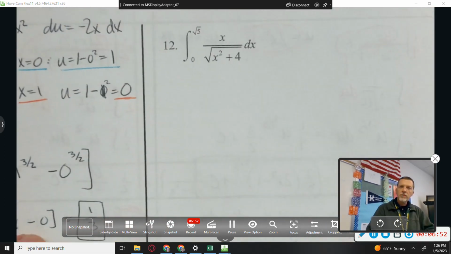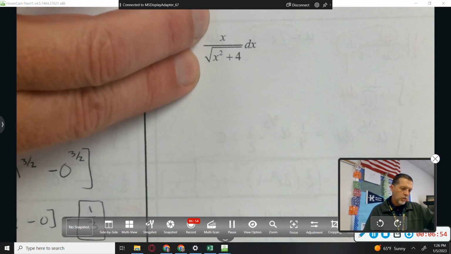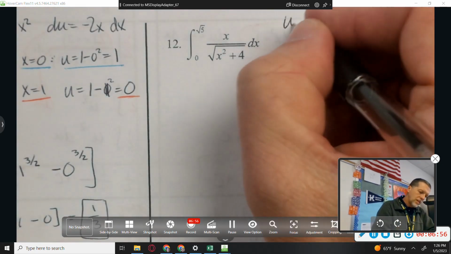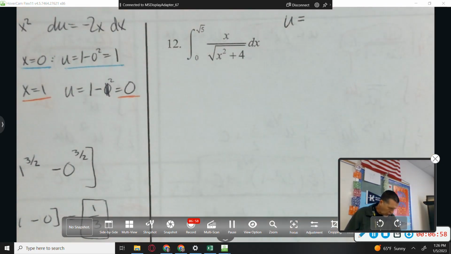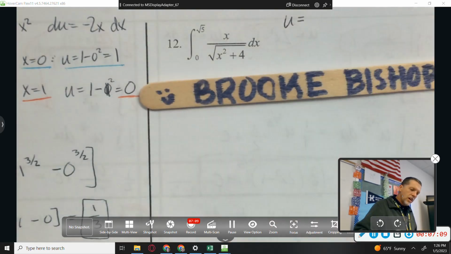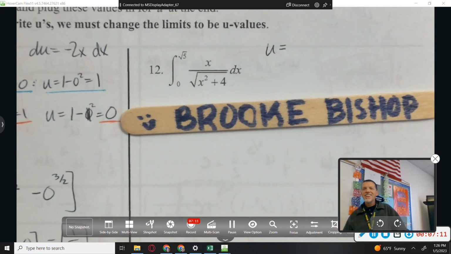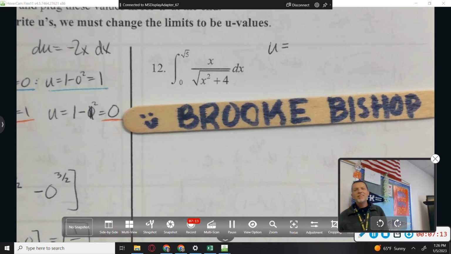All right, number 12. So don't worry about the limits yet. Let's pick on somebody. We've done enough of these to pick on someone. Famous last words. But I have full faith and confidence in Brooke. She's trying to hide, but can't hide. Drawing popsicle sticks. So, Brooke, what do you think u should be?